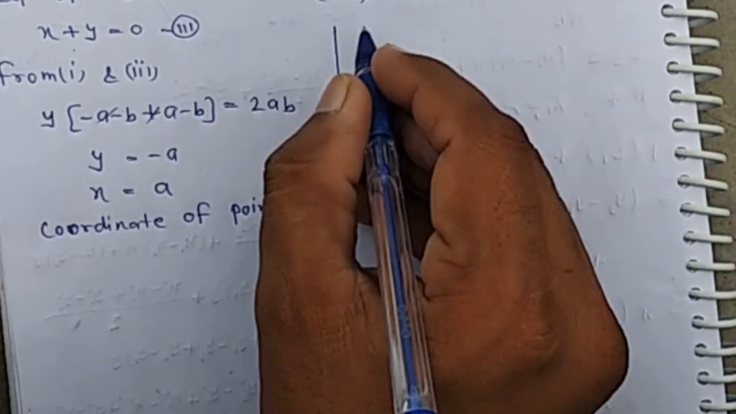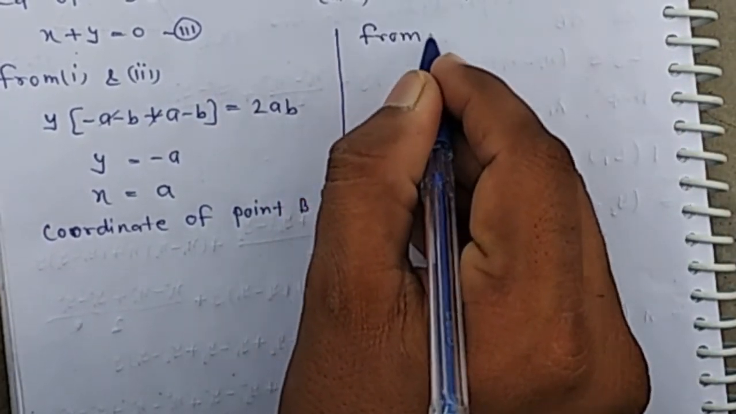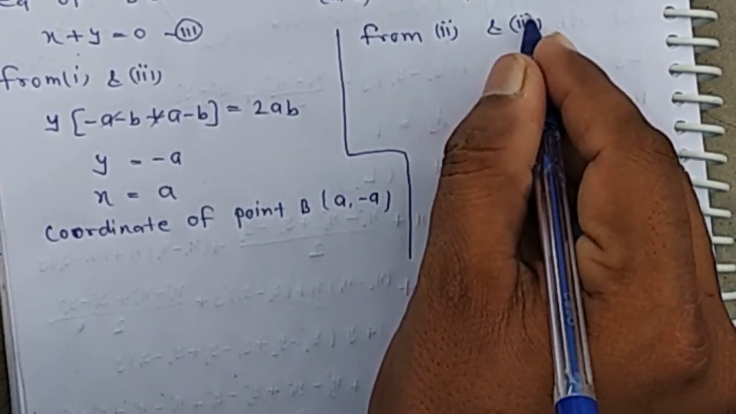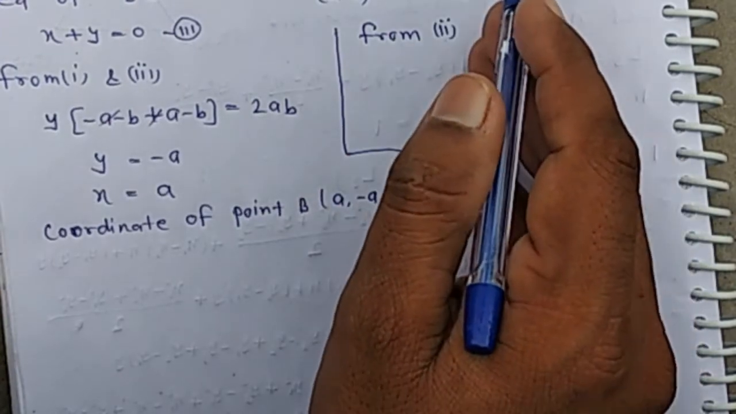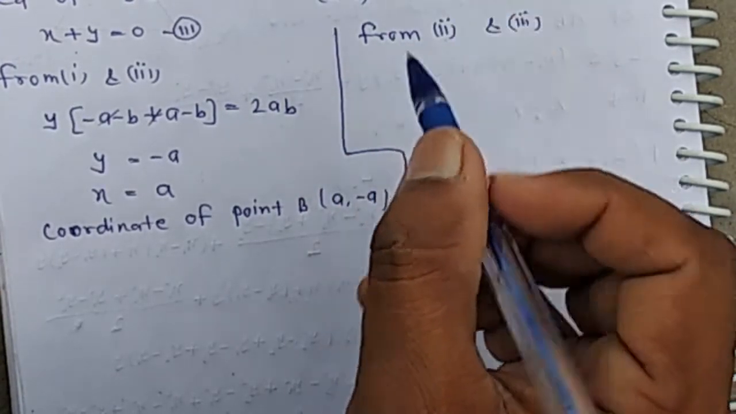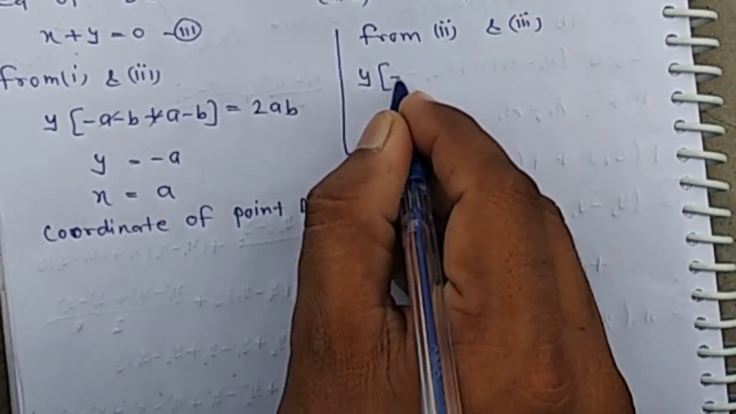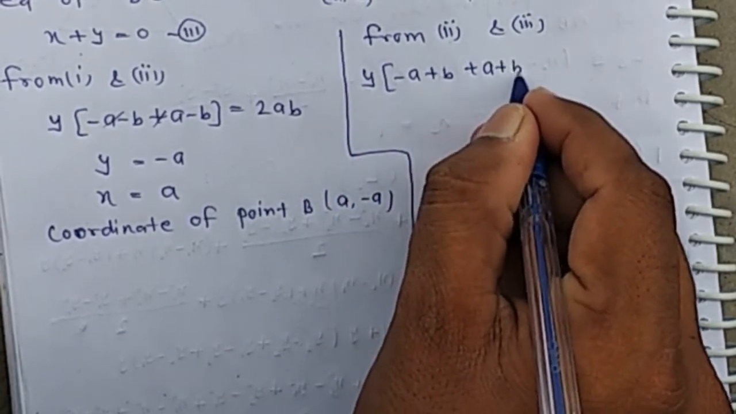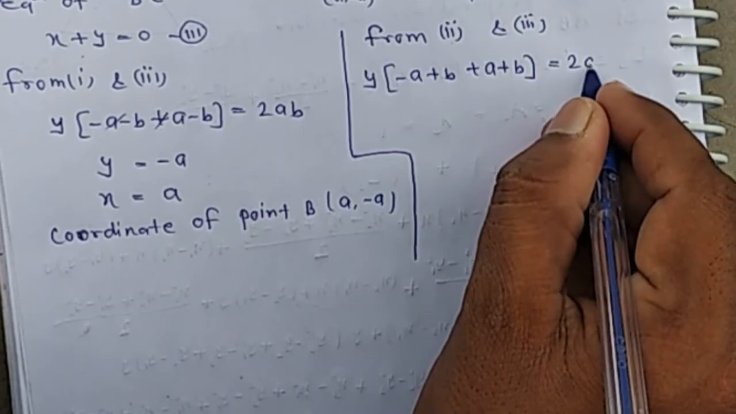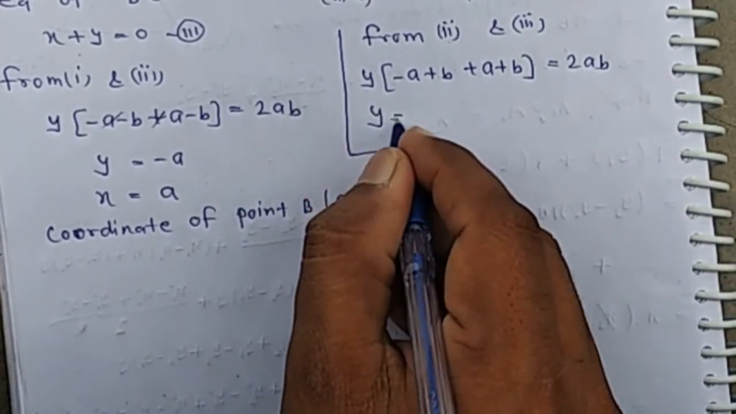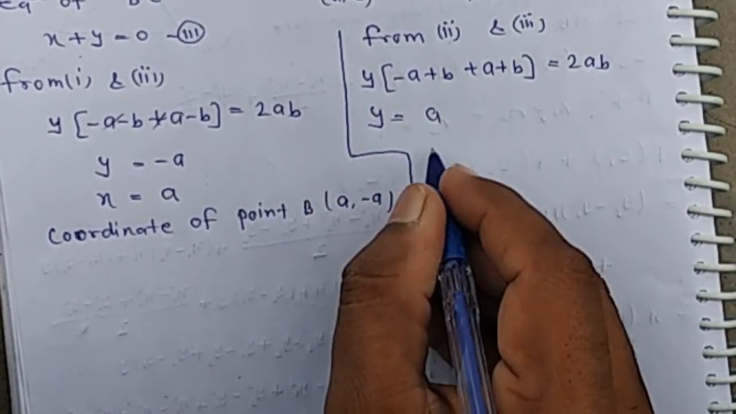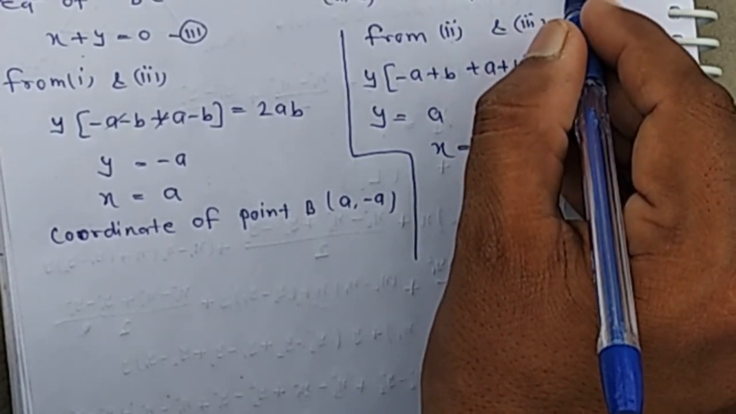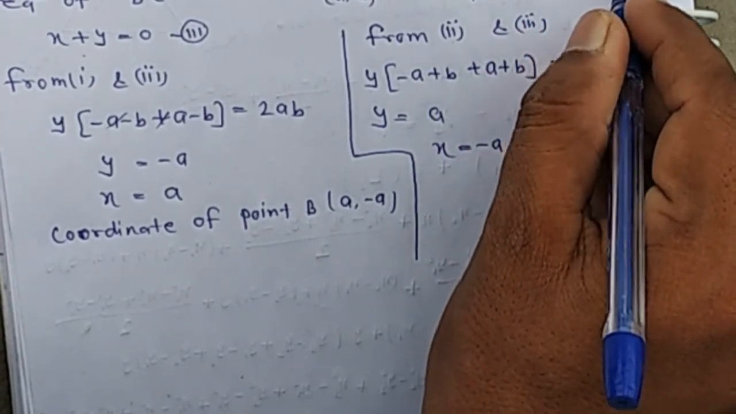Now from 2 and 3, the value of x is minus y. Putting this here, then y common, minus a plus b equal to ab, then the value of y is a and the value of x is minus a. Then the coordinates of point C are (minus a, a).